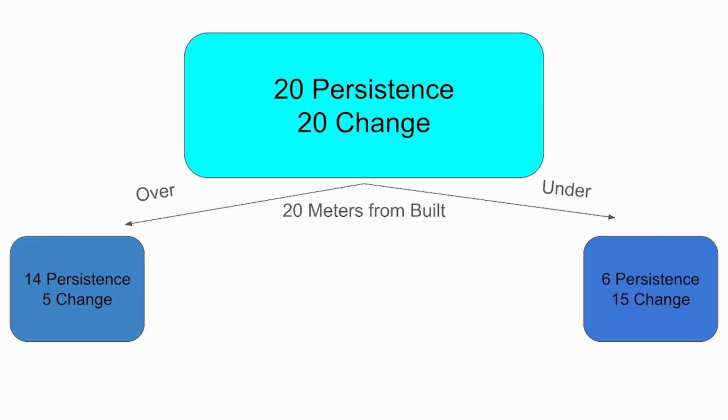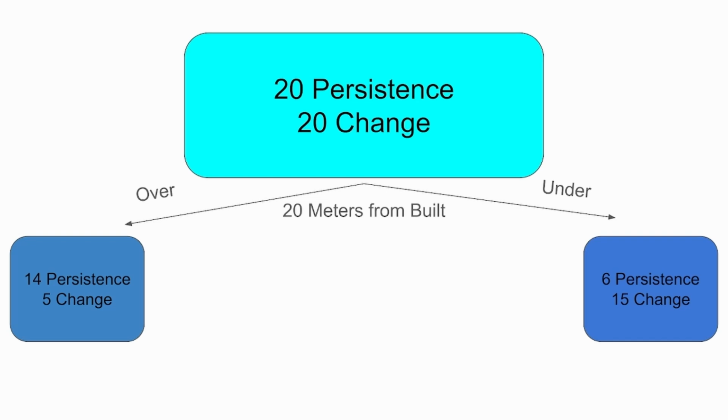The program calculates the 20 meters from built parameter as being the best split, and places 14 pixels of persistence and 5 pixels of change over 20 meters from built, and 6 pixels of persistence and 15 pixels of change under 20 meters from built. This is our first split, resulting in 2 decision nodes. We will be following the under 20 meters from built node.